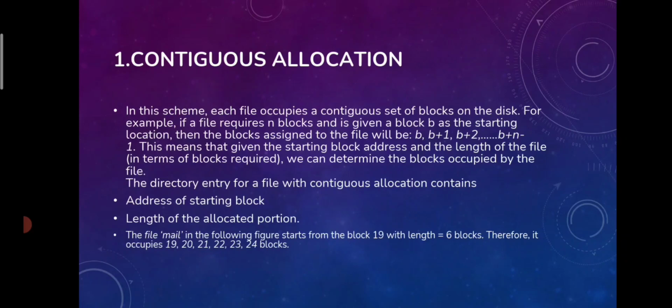The first one, contiguous allocation. In this, each file occupies a continuous set of blocks on the disk. For example, if a file requires n blocks and is given a block B as a starting location, then the blocks assigned to the file will be B, B plus 1, and so on. This means that given the starting block address and the length of the file, we can determine the blocks occupied by the file. The directory entry for a file with contiguous memory allocation contains the address of the starting block and the length of the allocated portion. The file mail in the following figure starts from block 19 with a length of 6 blocks. Therefore, it occupies 6 blocks, from 19 to 24, as you can see here.